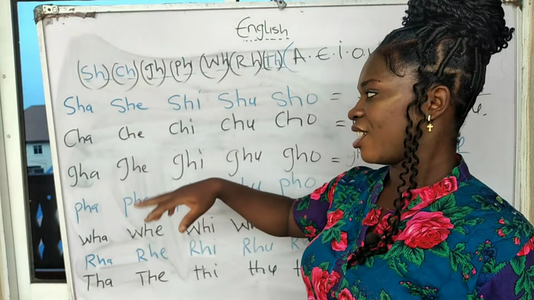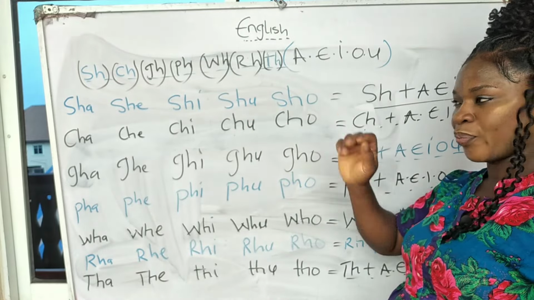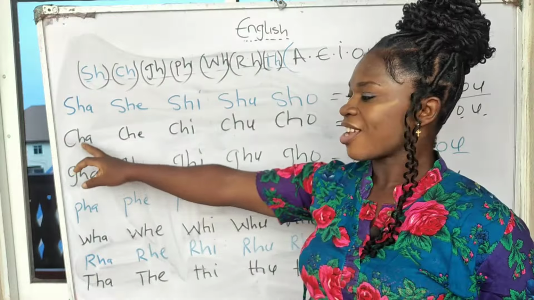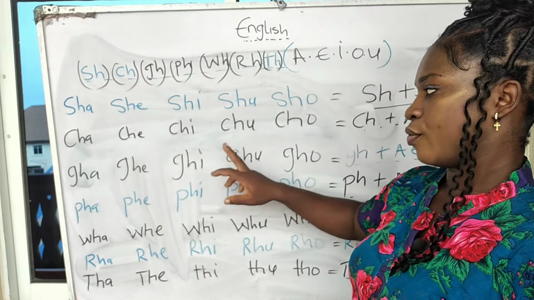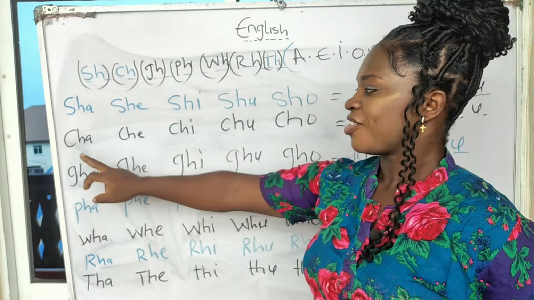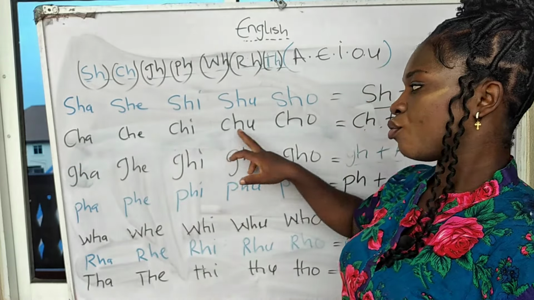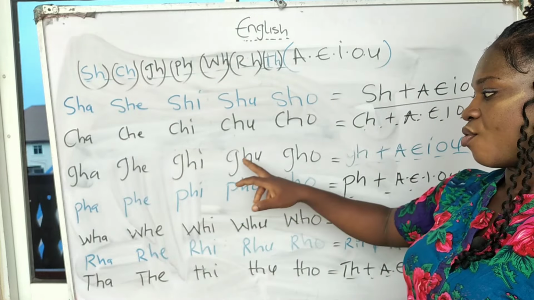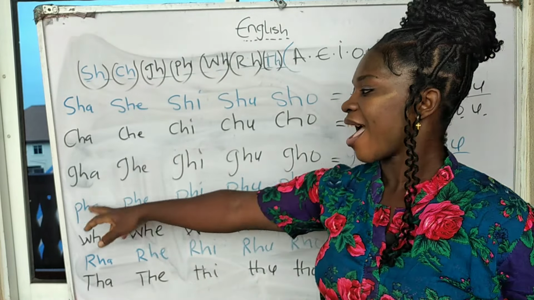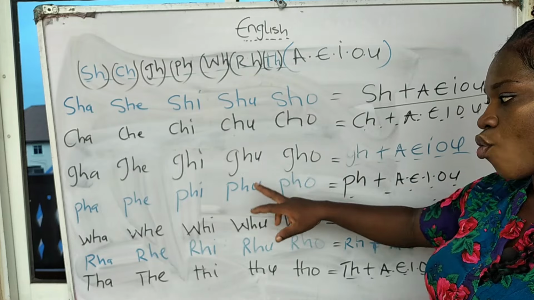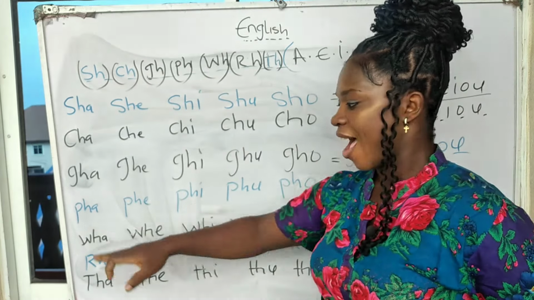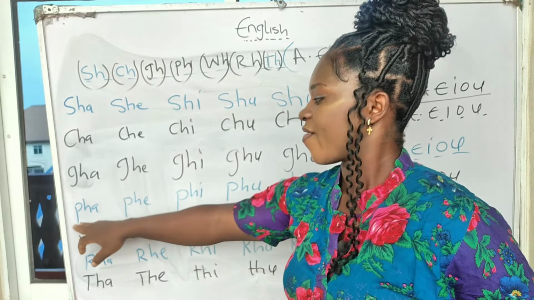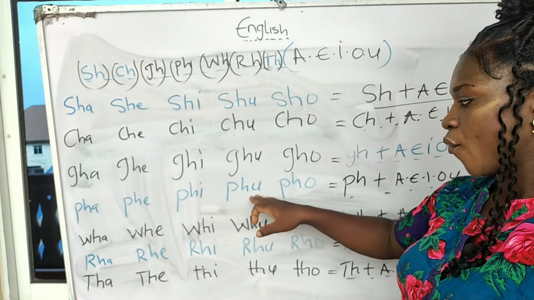Sha, she, shi, shu, sho. Cha, che, chi, chu, cho. Ga, ge, gi, gu, go. Fa, fe, fi, fu, fo.